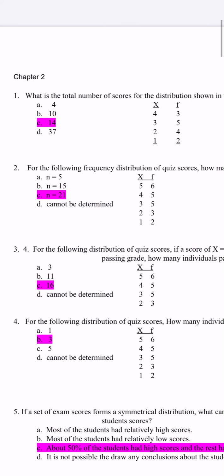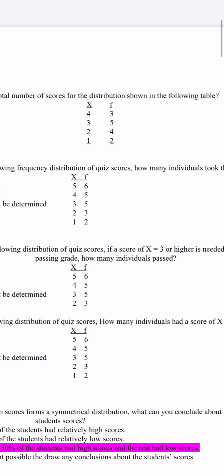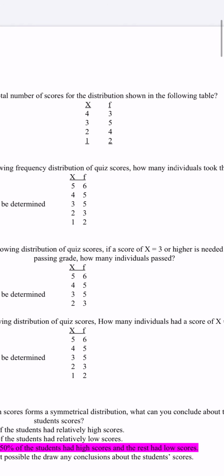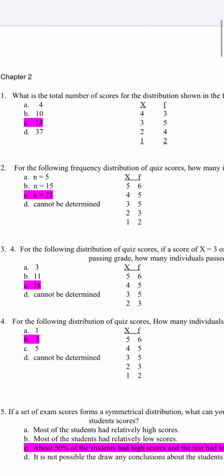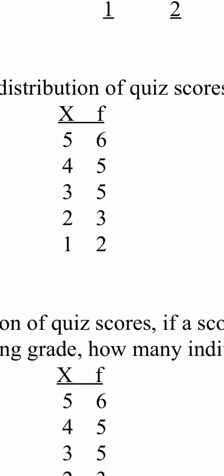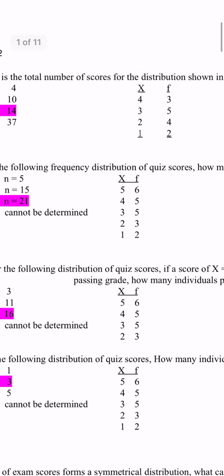Question 2. For the following frequency distribution of quiz scores, how many individuals took the quiz? Again, same as before, all you're doing is adding up the f column.